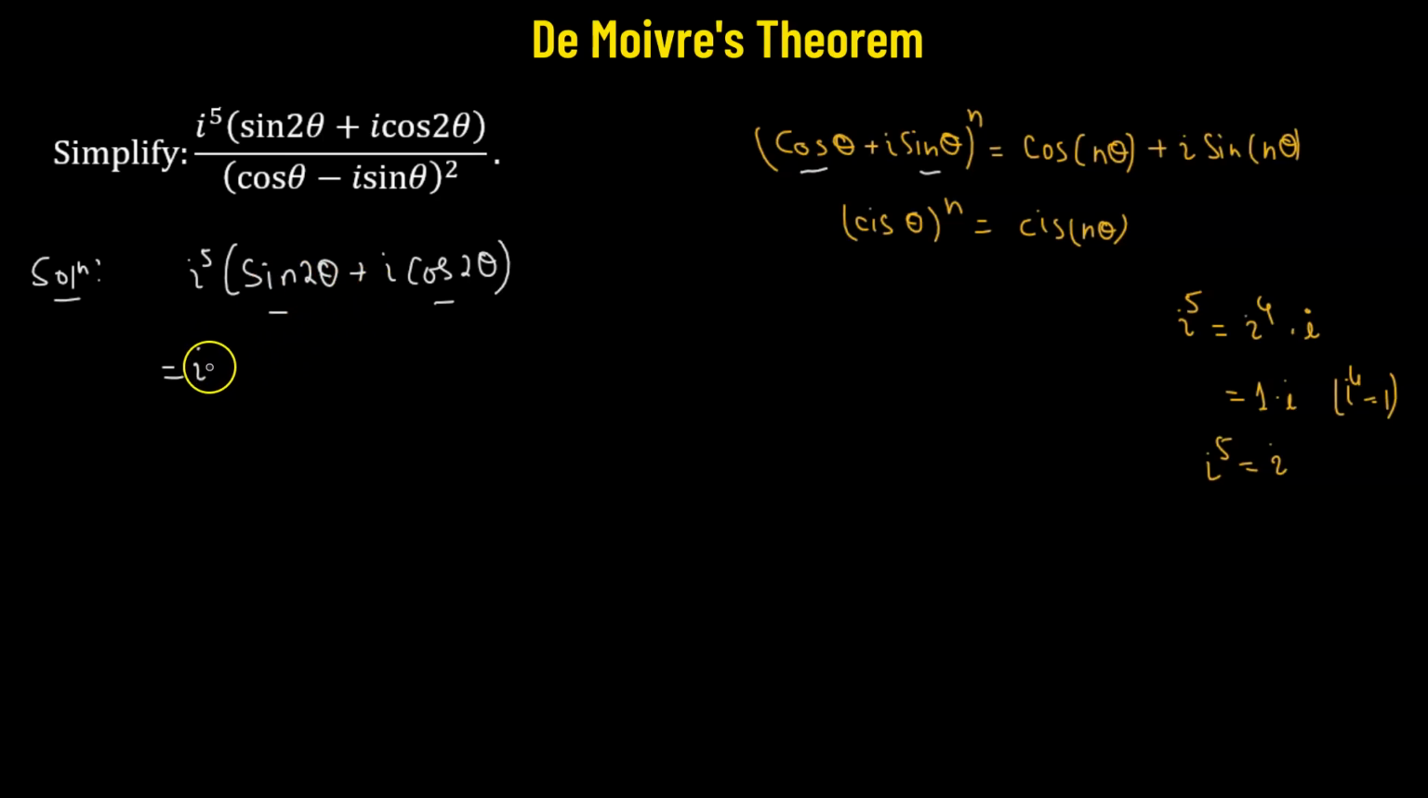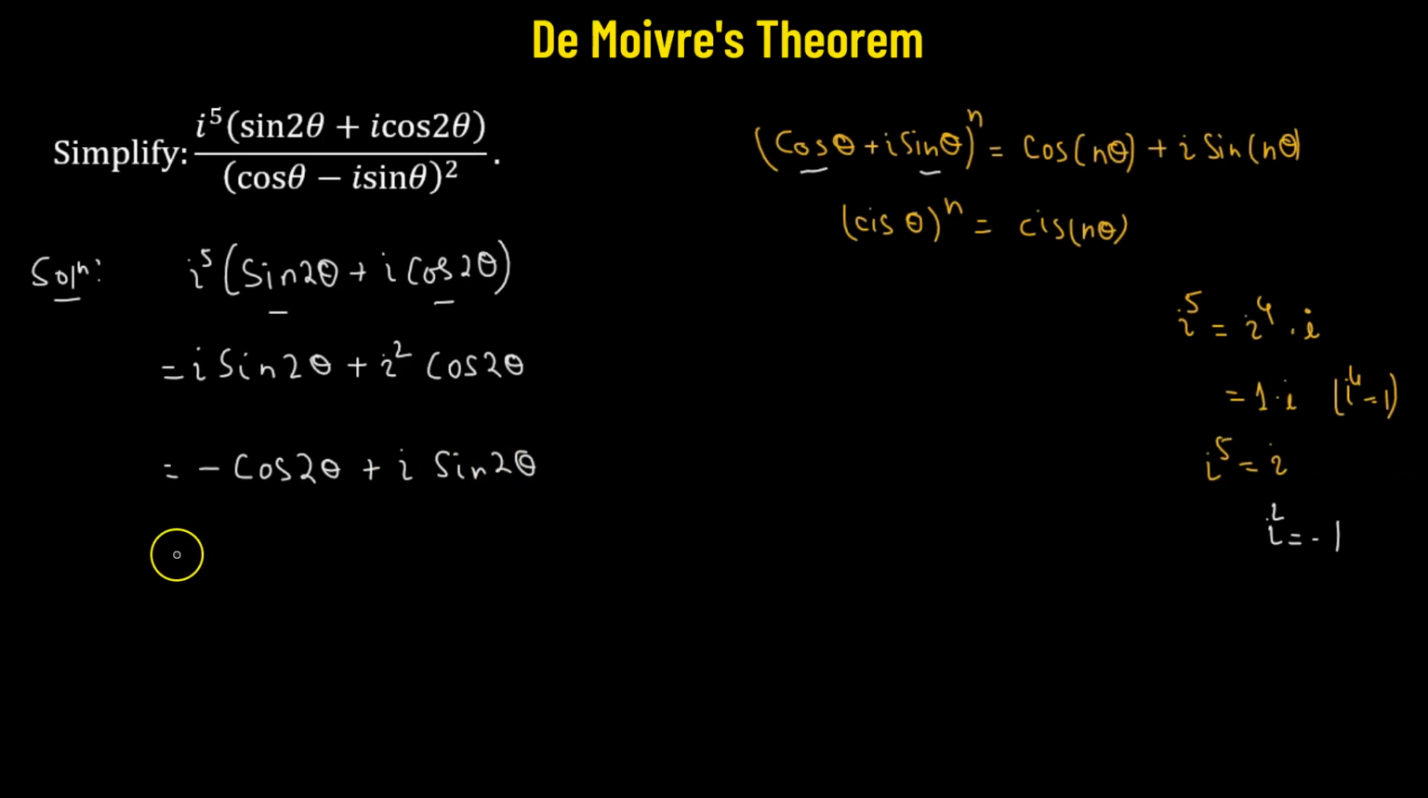So let's do one thing. We will multiply iota with the terms inside the parentheses. So we'll have iota times sine 2 theta plus iota squared cosine of 2 theta. Now we know that iota squared, by definition, equals -1. So we have negative cosine 2 theta. Writing the real part first, we have negative cosine of 2 theta plus iota times sine of 2 theta. We can take negative as the common factor, so we now have negative multiplied by cosine of 2 theta minus iota times sine of 2 theta.